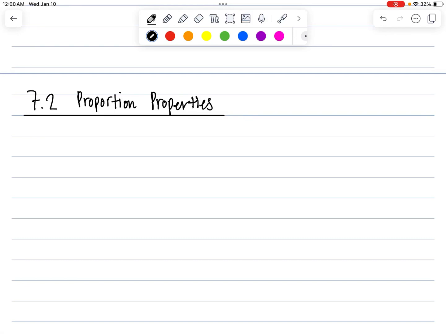Hello and welcome to our second section in chapter 7, proportion properties. Now, in this particular lesson, we're going to talk about 3 different properties that proportions have. You may or may not have covered this in algebra, but in case you haven't, this is going to be a new lesson. If you have seen these before, or if you understand the general concept of proportions, then this should be a breeze, and it should just be normal proportion, solving for proportions.